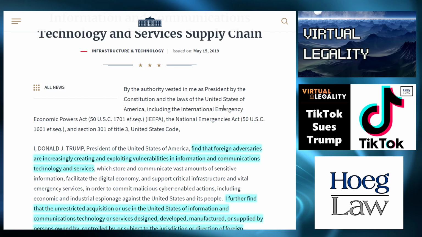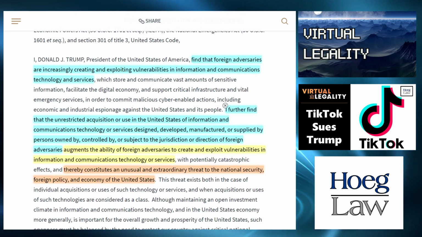We turn back to that actual May document from 2019, and we see the overall ambit of the declaration here, where it says, I, Donald Trump, President of the United States, find that foreign adversaries are increasingly creating and exploiting vulnerabilities in information and communication technology services. I further find that the unrestricted acquisition or use in the United States of information and communications technology or services designed, developed, manufactured, or supplied by persons owned by, controlled by, or subject to the jurisdiction or direction of foreign adversaries augments the ability of foreign adversaries to create and exploit vulnerabilities in information and communications technology or services, and thereby constitutes an unusual and extraordinary threat to the national security, foreign policy, and economy of the United States.